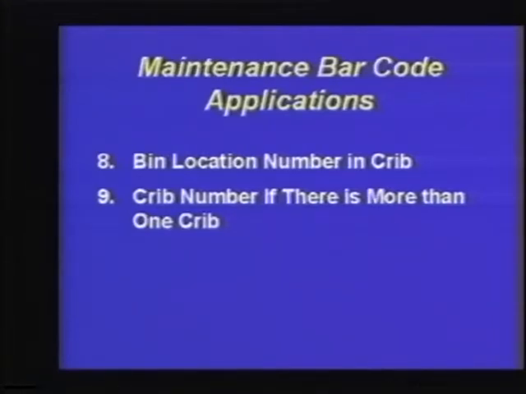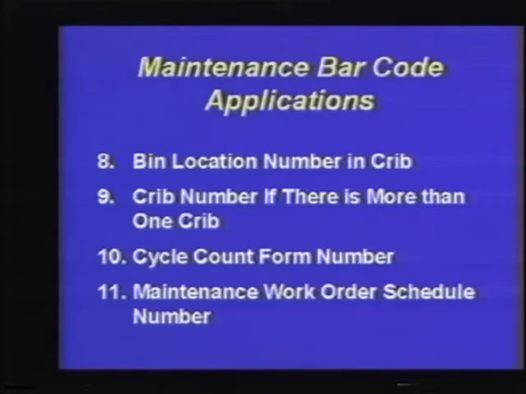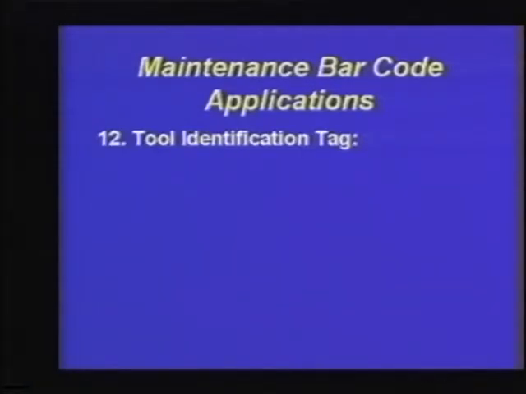Item number 10 is a little unique, and that's the cycle count form number. 11 is the maintenance work order schedule number. The schedule number would pertain to, let's say, a specific month plan, a month schedule. It could be done by day, or it could be done by shift or by week. The item number 12 is the tool identification tag, which would encompass both the part number and a description of the tool.